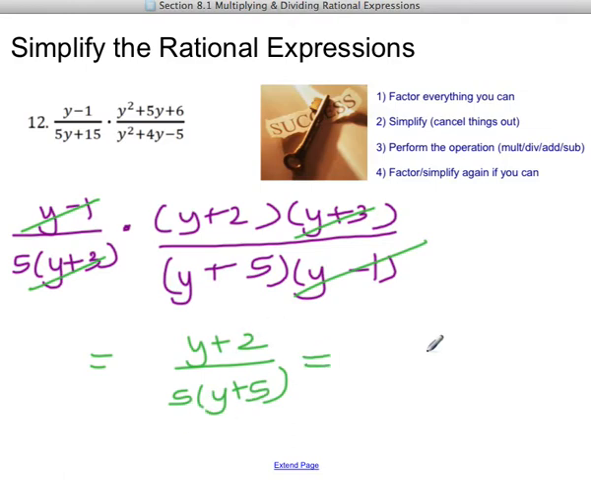So this answer would be fine. I would also let you know that if you distributed this 5 and wrote 5y plus 25, that answer would also be equally accepted. Okay, just so you know that there's the difference between the two.